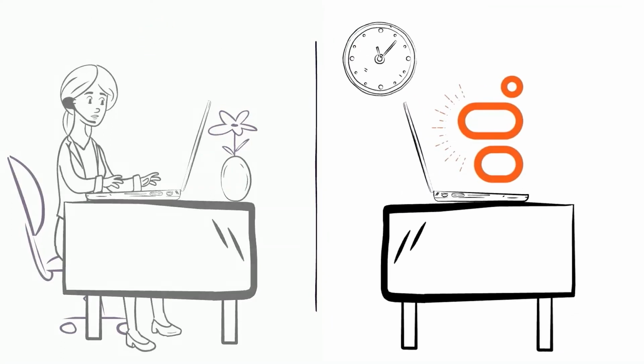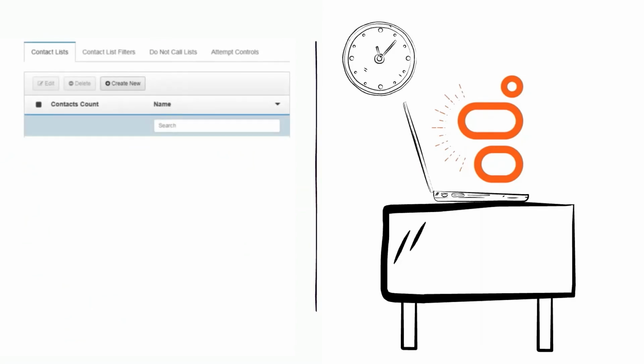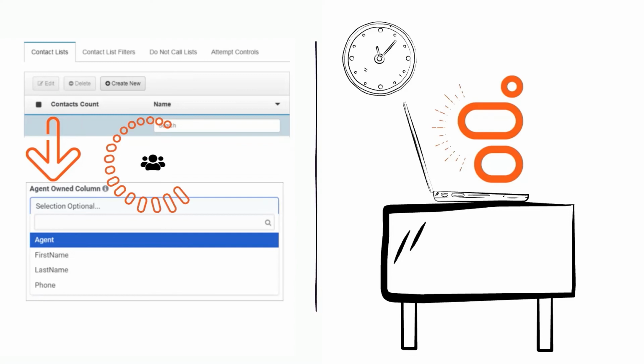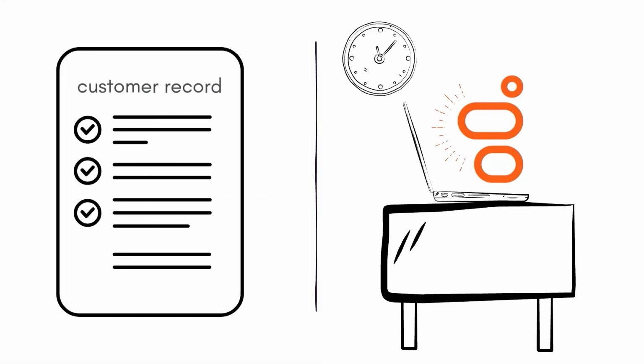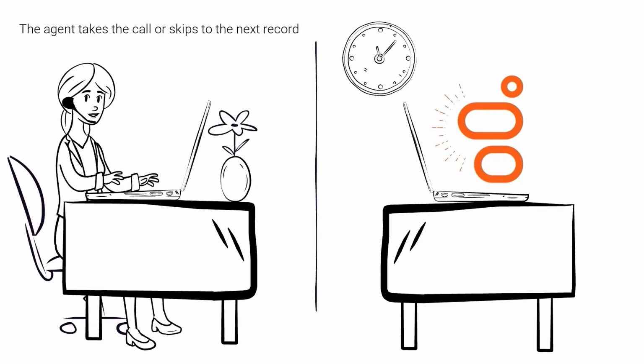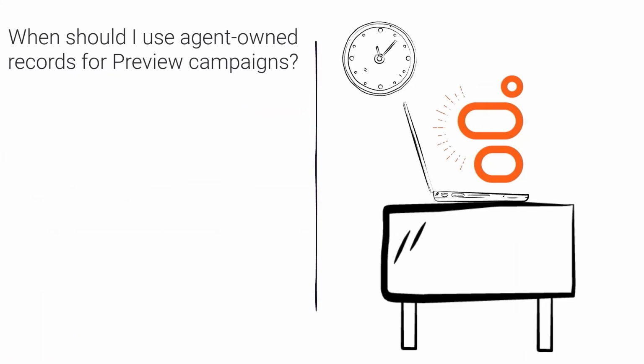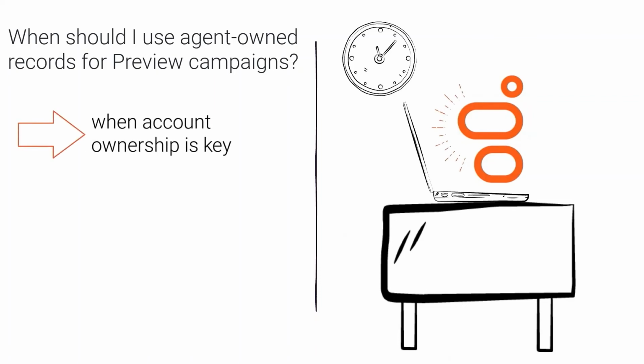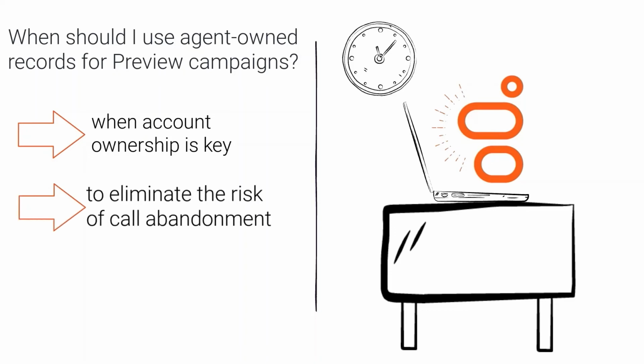How does it work? In agent-owned records for preview campaigns, agents are connected to specific records through a dedicated column in the contact list. The system then presents information about the contact to the listed agent before dialing. The agent reviews the customer record and then decides to take the call or skip to the next record. You can use agent-owned records for preview campaigns if account ownership is a key part of your business, or you want to eliminate the risk of call abandonment.